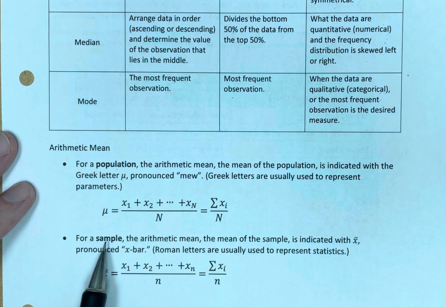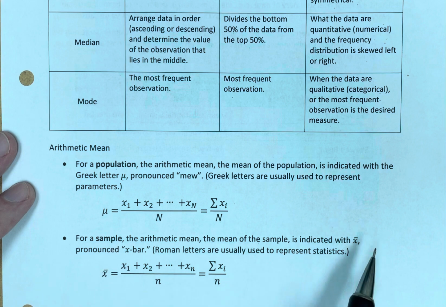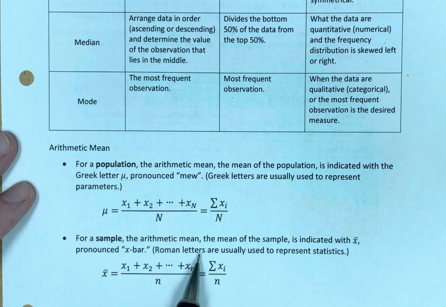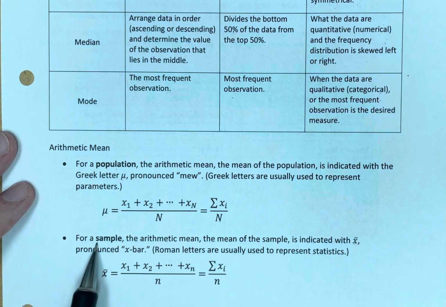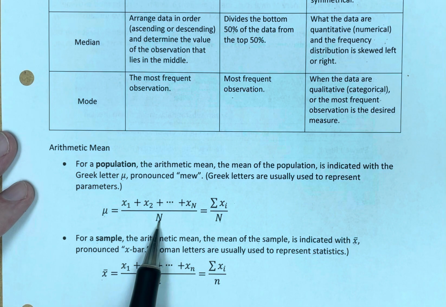If we're talking about a sample, we want to find the mean of the sample, and we indicate the mean with x bar. We use Roman letters, x, y, z, etc., when we're talking about statistics, and of course statistics go with sample data, S with S. So we use mu to indicate a population mean and x bar to indicate a sample mean. It's the same thing: add up all the data points and divide by the number of data in the sample, which is lowercase n, as opposed to uppercase N for the population.